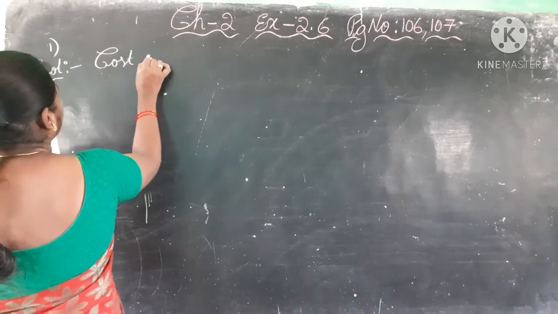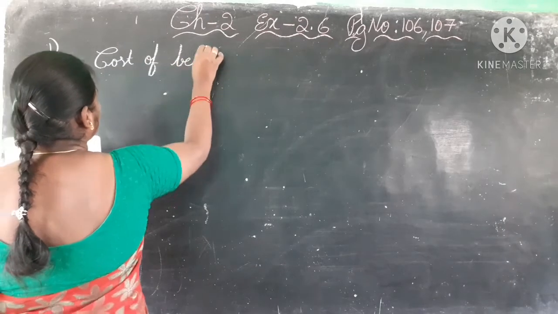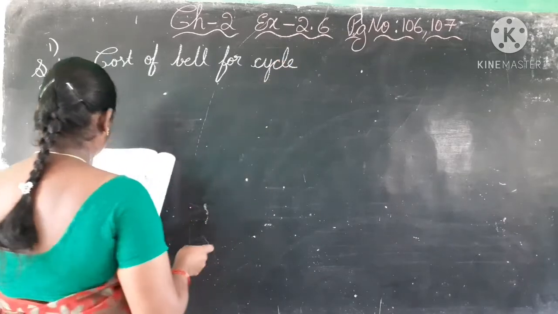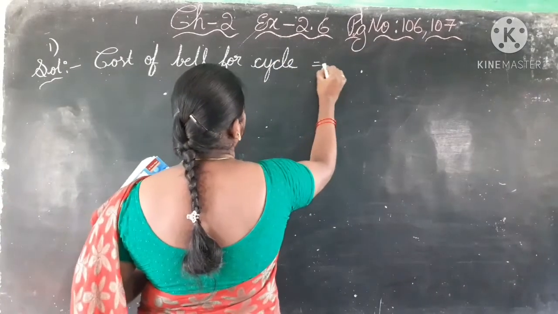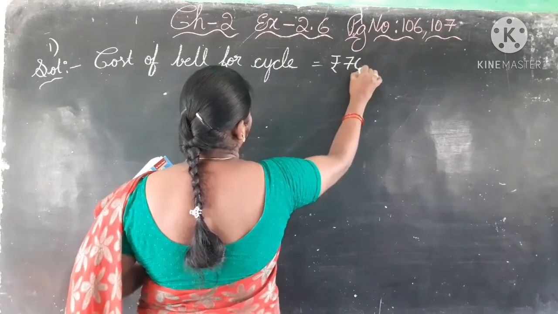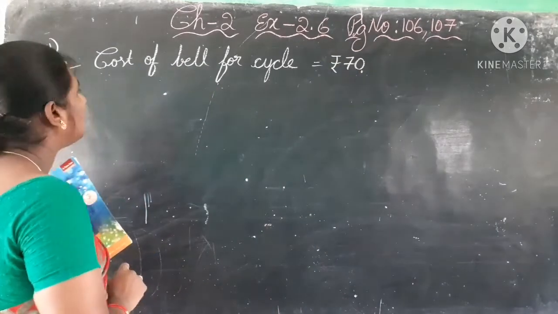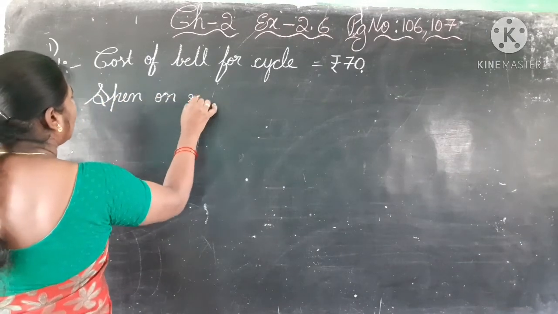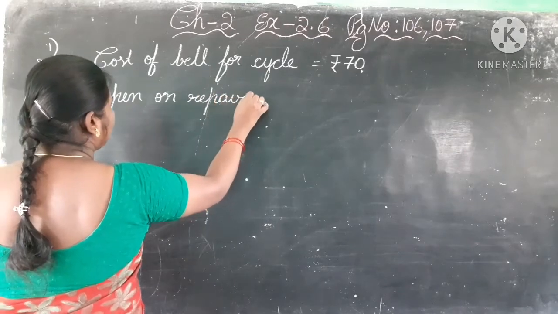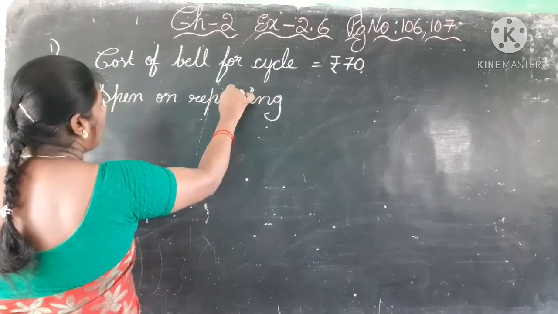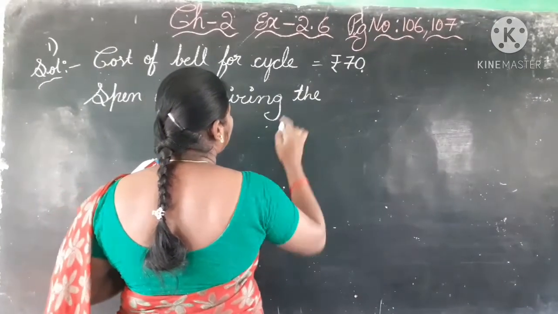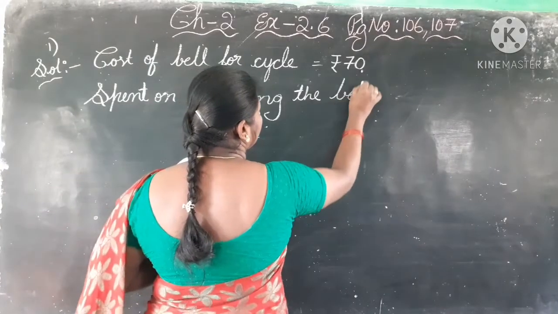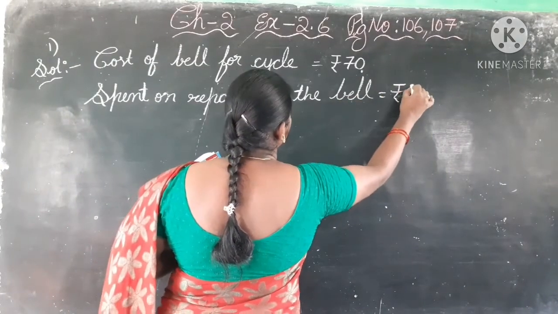Cost of a bell for cycle is equal to rupees 70. Spent on repairing the bell. For how much money did he spend for repairing the bell? Spent on repairing the bell is equal to rupees 22.